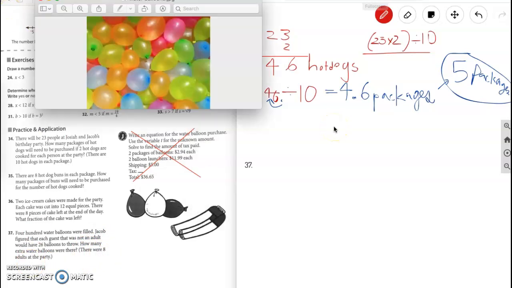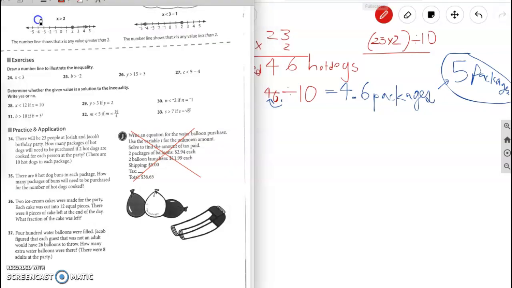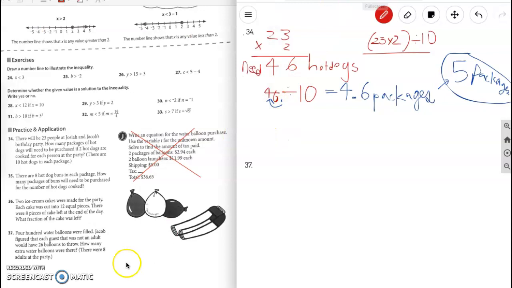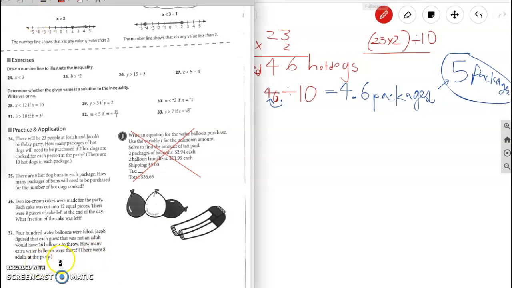Again, where do we start? Figure out what we need to find out. We need to find out how many extra water balloons there are after all the kids throw the balloons that they are going to play with. So we're going to try to find out the extra number of water balloons, okay? So what do we need to know first? Well, first we need to know, they tell us how many adults there are, but how many children are there? Because each guest that's not an adult is going to have balloons, right? So then how many kids are there?